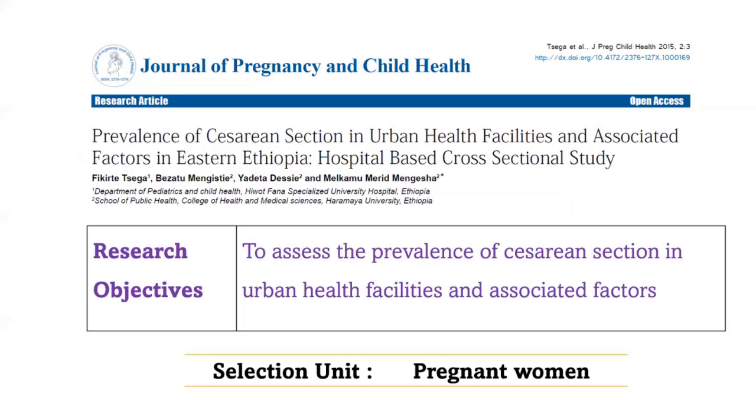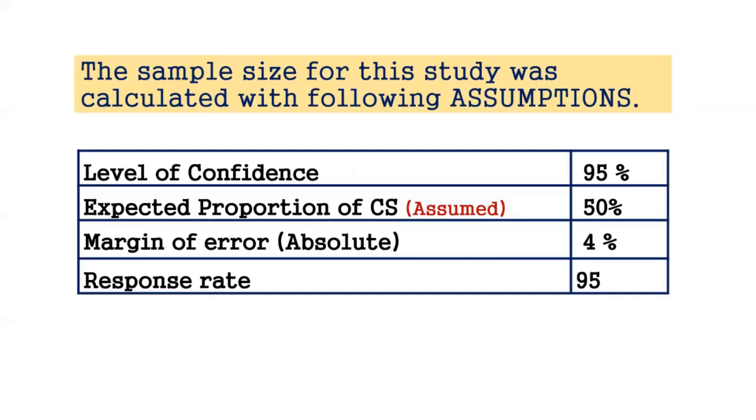Prevalence of cesarean section in urban health facility and associated factors in Eastern Ethiopia, hospital-based cross-section study. Now, this is the assumption: 95% confidence level, expected proportion of cesarean section 50%. Now you can see the margin of error is 4%. It is not 5%. And response rate is 95%. What is the sample size?